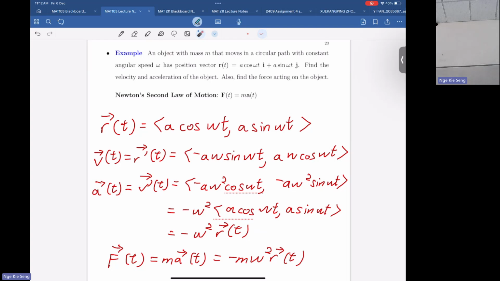If you compute the speed of this velocity, what do you get? Square both components, add them, and then take the square root. What do you get? a omega. The speed is a omega, but it says the angular speed is omega. Why are these two speeds different? Can you think about it? Why is it different?